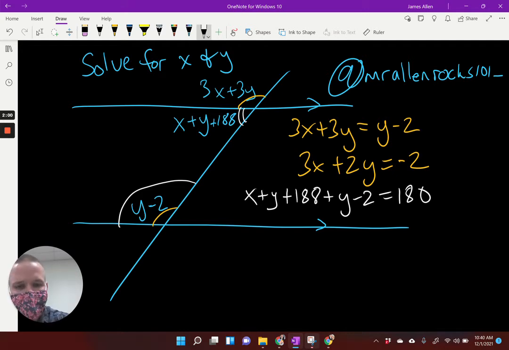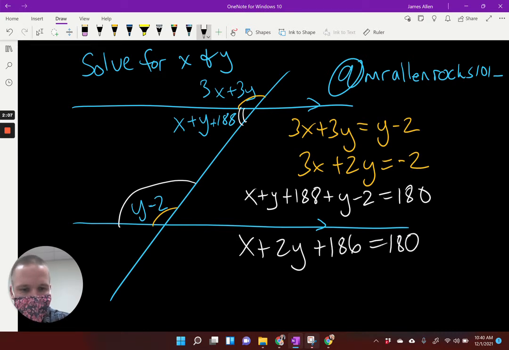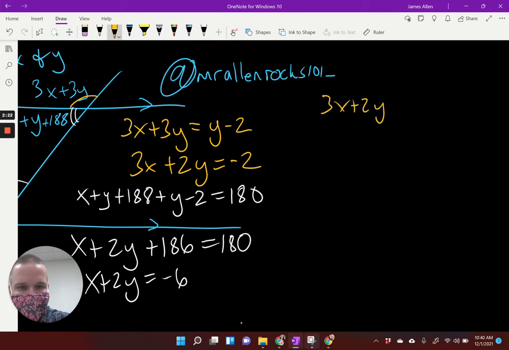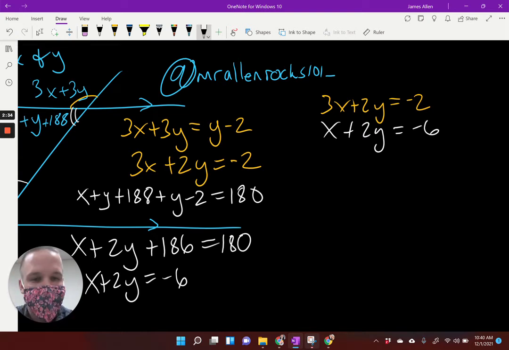There's a bit more simplification to do here. So I've got x plus 2y, and then I got 186 here, and then we'll do one more step. We get x plus 2y equals negative 6. I have my two equations for a system of equations. I'm going to jot them down over here. So we will have 3x plus 2y equals negative 2. And I've got my x, whoa, that's not the marker I wanted. x plus 2y equals negative 6. Now we can solve this wonderful system of equations.